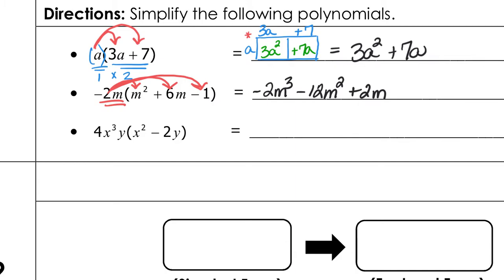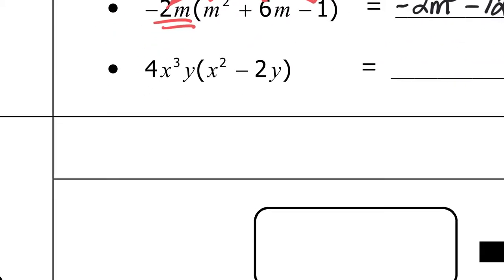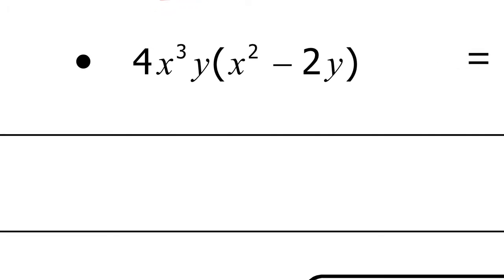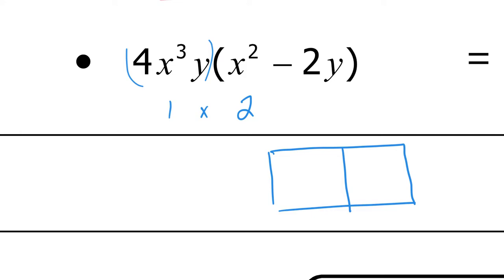If I wanted to do the third example, I could choose to build the box, or I could choose to distribute. I'm going to build the box for this one just so that we can see the different variables at play here. So this whole thing is a one-term polynomial, or a monomial. And the second is a binomial, or a two-term polynomial. So I have a 1 by 2 box. I have 4x cubed y on the left, and I have x squared minus 2y at the top.